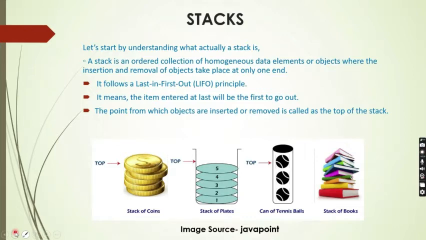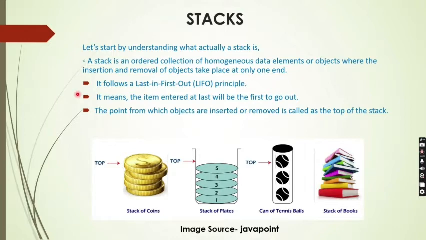A stack is an ordered collection of homogeneous data elements or objects. So, what is a homogeneous data element? Homogeneous means of the same type. So you can say that a stack is a collection of objects which are of the same type. A stack follows the last in first out principle.